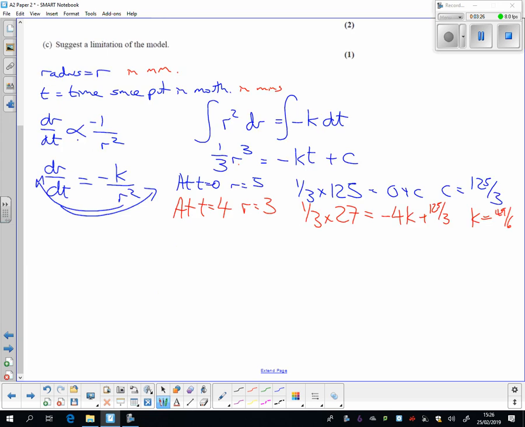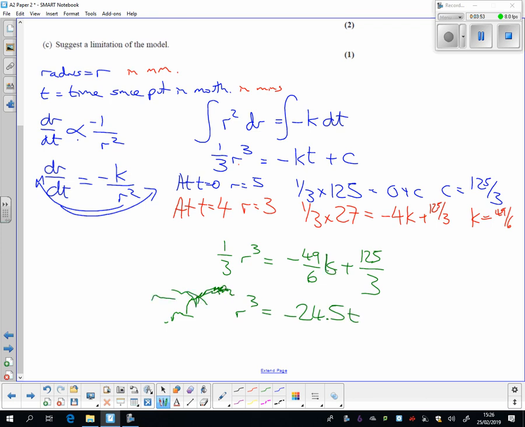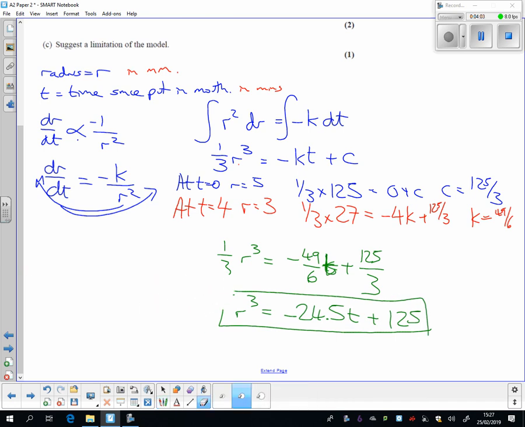So my answer is that 1/3 r cubed is equal to minus 49 over 6 t plus 125 over 3. And I think I'm just going to times both sides by 3 to make it look even nicer. So r cubed is equal to minus 24.5 t. Oops, I put a k there, I should have put t, sorry. Plus 125. So there's my formula now.